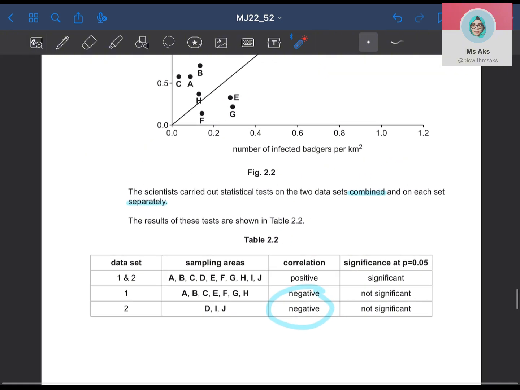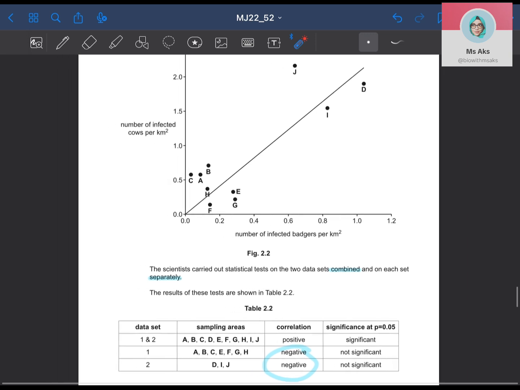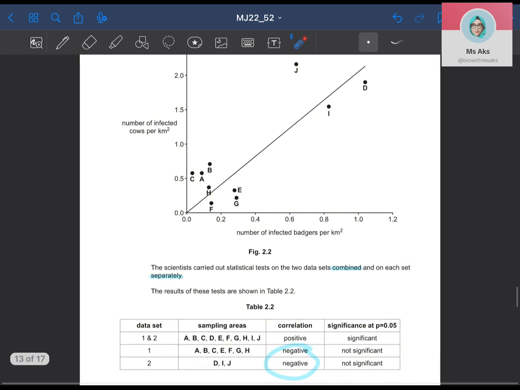From the table and from the figure, we can see that there is an increasing pattern from the line of best fit. Even from the data table here, we can see that for both data sets there is a strong positive correlation, and that is quite significant at probability 0.05. So the combined data set seems to show a strong positive correlation. That is one way the data does support.